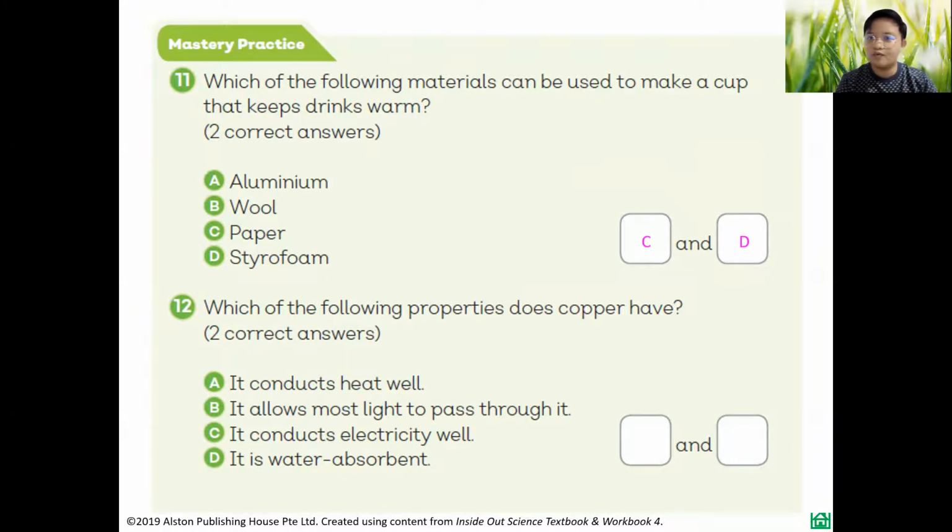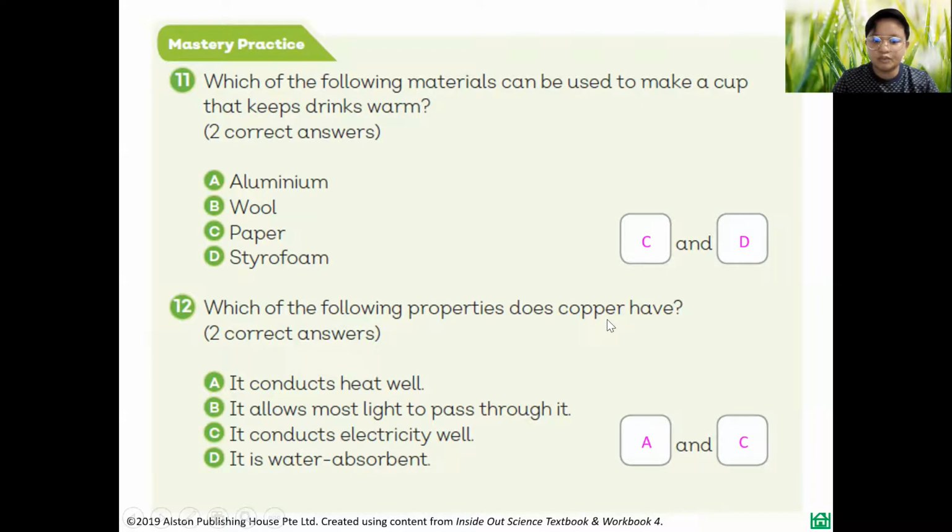Remember, when you take out food from restaurants or when you have food delivered to your homes, it is usually placed in paper or paper and styrofoam. Number 12, which of the following properties does copper have? A, it conducts heat well. B, it allows most light to pass through it. C, it conducts electricity well. And D, it is water absorbent. The answer is A and C.